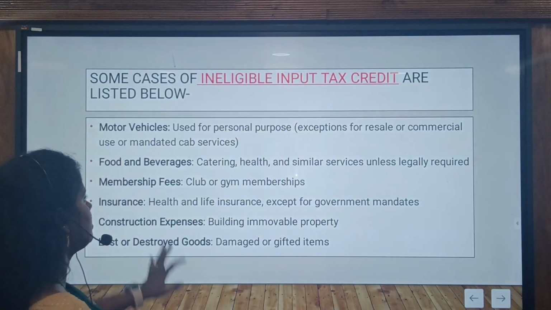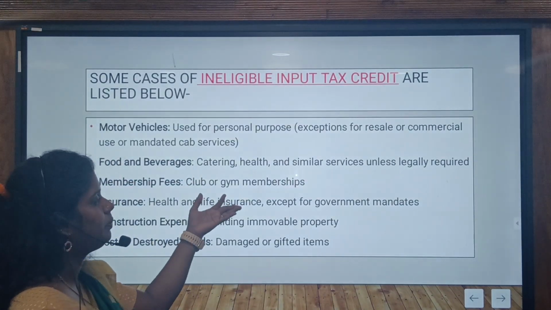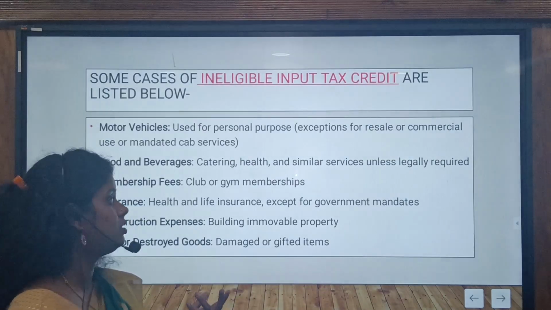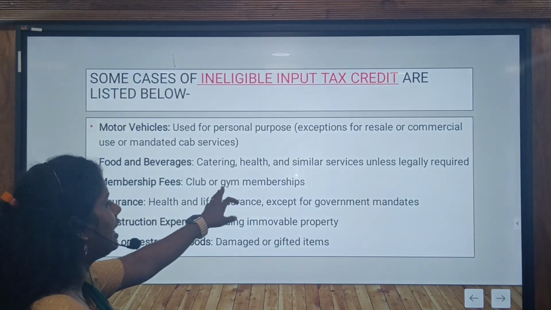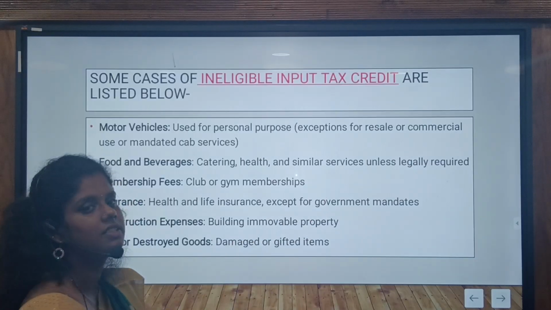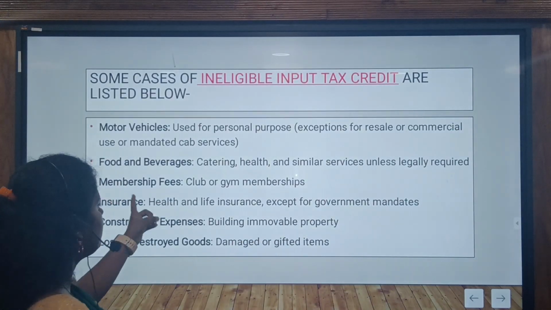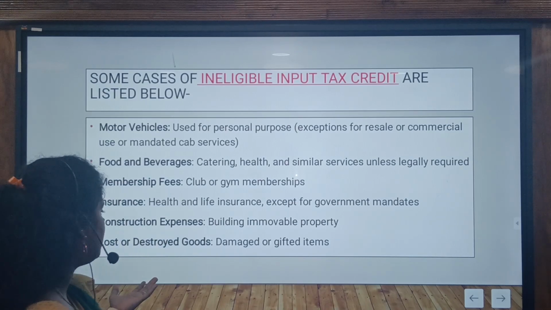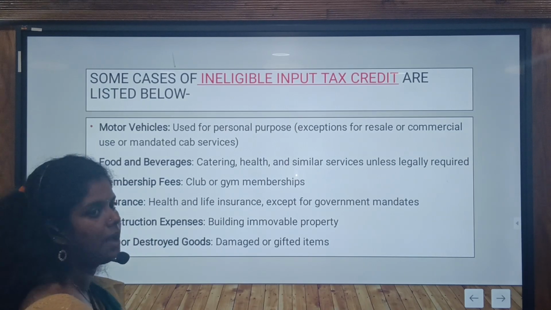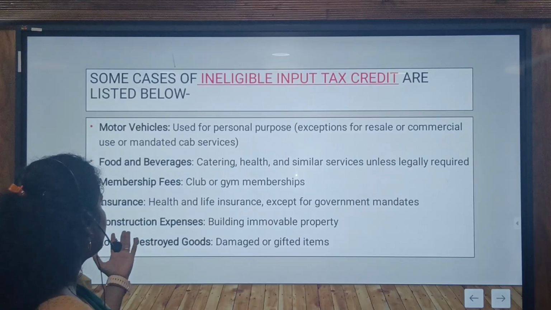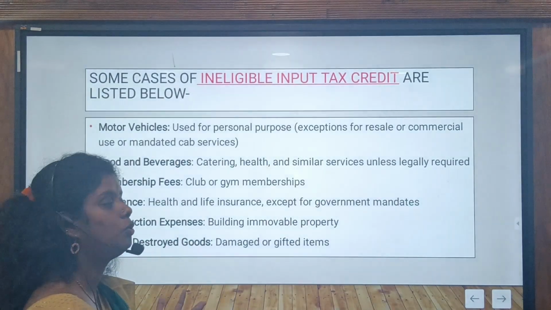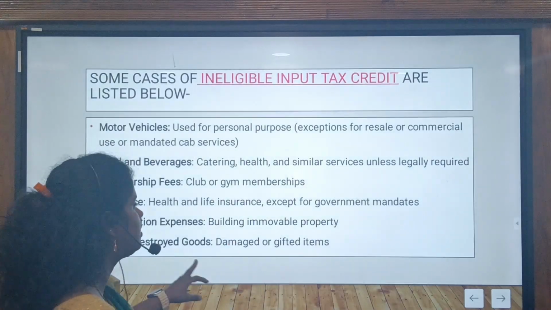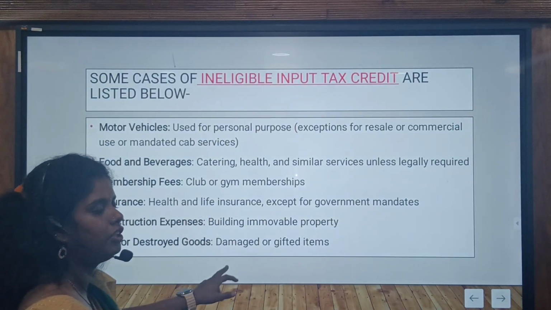The first one is motor vehicles used for personal purposes, except for resale or commercial use or mandated cab services. Then beverages, catering, health and similar services unless legally required. Membership fees, club or gym memberships. Goods lost, destroyed, damaged or gifted. Construction expenses, buildings, which are immovable property. And insurance, health and life insurance except where the government mandates it. Membership fees we already know.